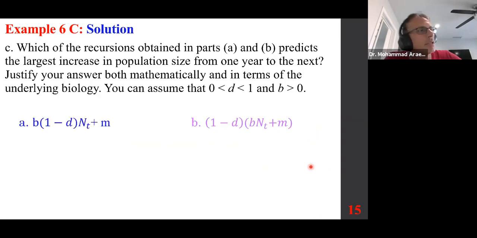The last part is a comparison. Which one gives us more? So what I did, I put part A, the number that we get, and in part B, and we want to compare. Now, we're going to do this, and any ideas which one would give us more? Part A or part B will produce more fish?